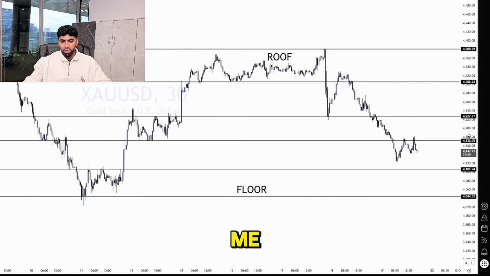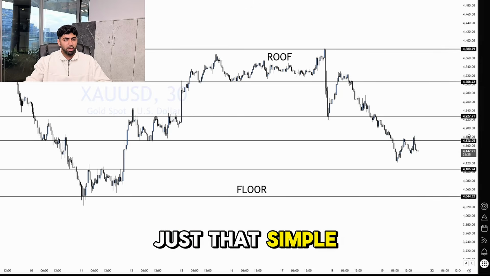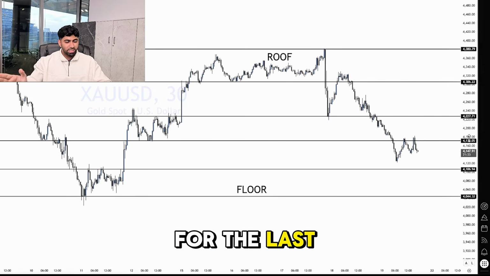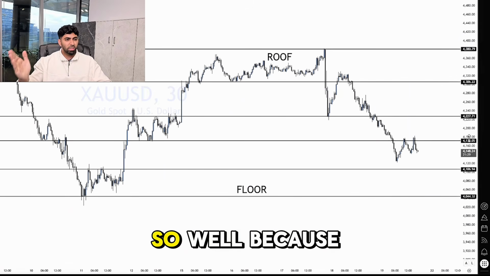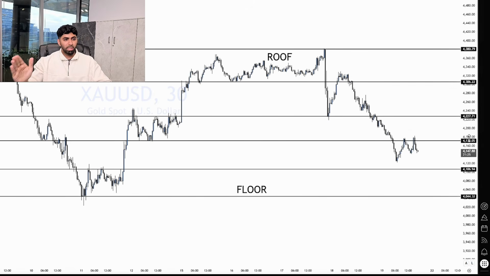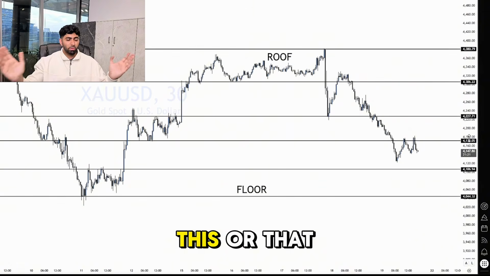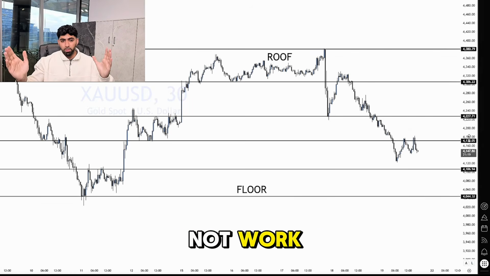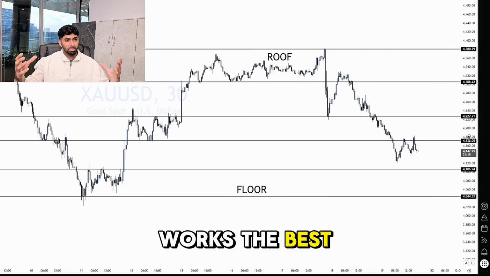And look at that. It really took me just over 5 minutes to explain exactly how to draw it. Just that simple. And I've been applying this for the last 6 years of being a full-time trader. And it's been working so well because this is the easiest way to trade. Nothing too overcomplicated, nothing of fair value gaps or this or that. Not to say that it does not work. Just for me personally, this year, the easy stuff works the best, right?